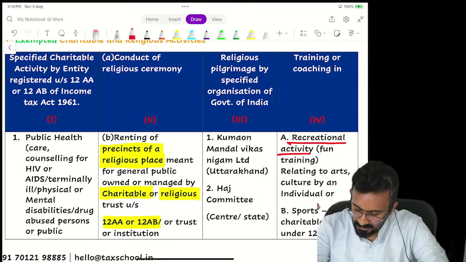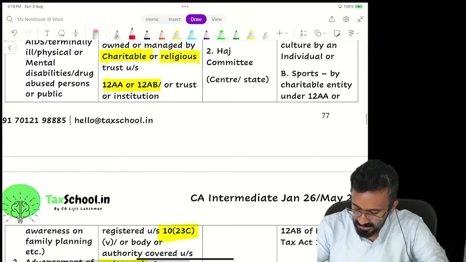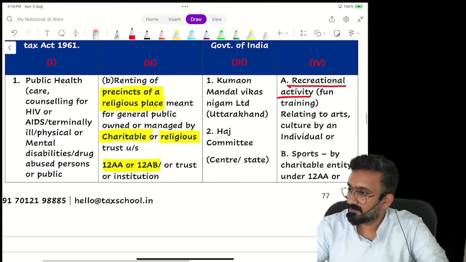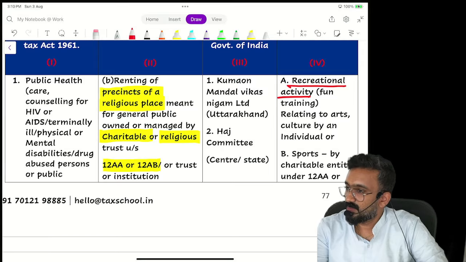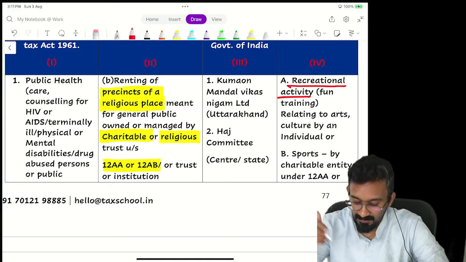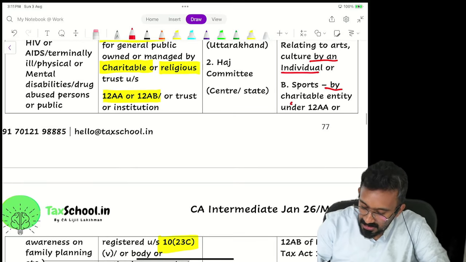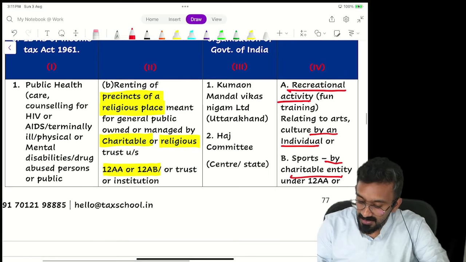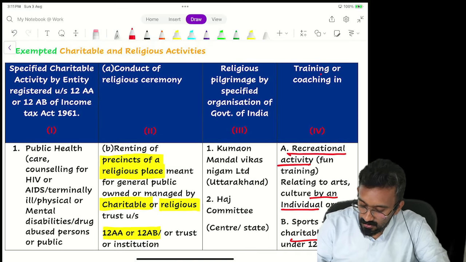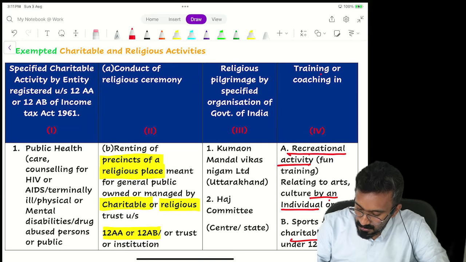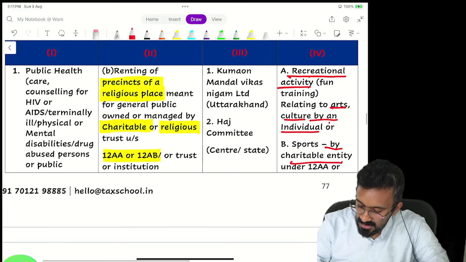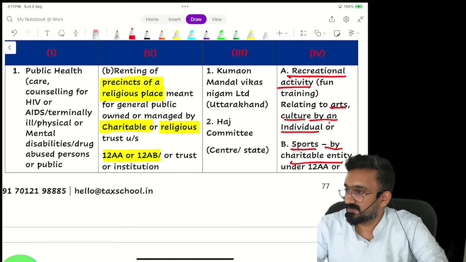Training or coaching in recreational activity, like fun training relating to arts, culture by an individual, or sports by a charitable entity under 12A or 12AB of the Income Tax Act. Tell me, what kind of an exemption is it? Specified supplier. Who? First, it should be an individual. Second, it should be a charitable entity. All their activities? No. Specified activity. What activity is it? Training or coaching in a recreational activity. If it's an individual, it has to be arts or culture. If it's charitable, it has to be sports.